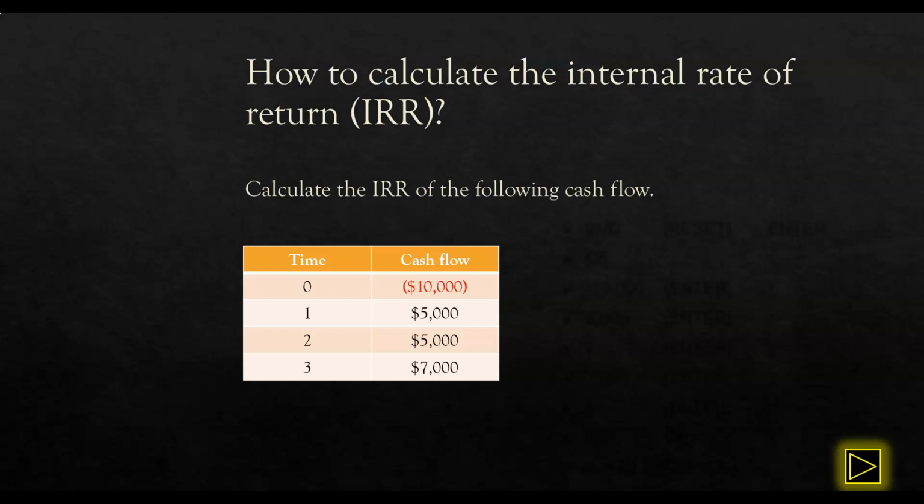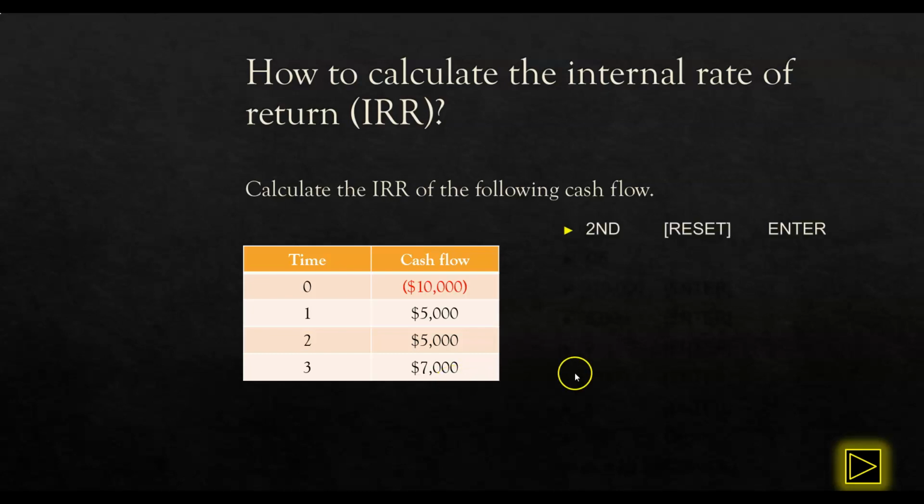Specifically, at time 0, we're investing $10,000, and then we're getting $5,000 at time 1, another $5,000 at time 2, then $7,000 at time 3. So with the cash flow, we want to calculate what is the internal rate of return. This is something that you can do pretty conveniently using a financial calculator. We're going to use what we call the cash flow worksheet to perform the calculation.